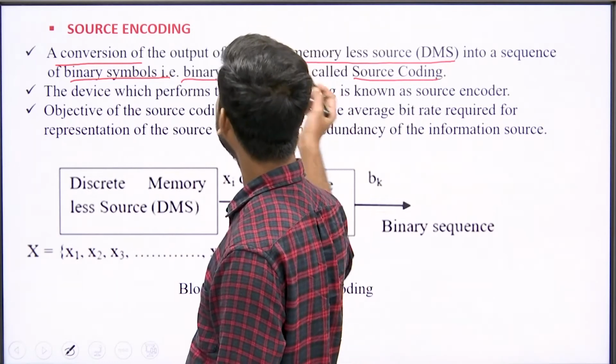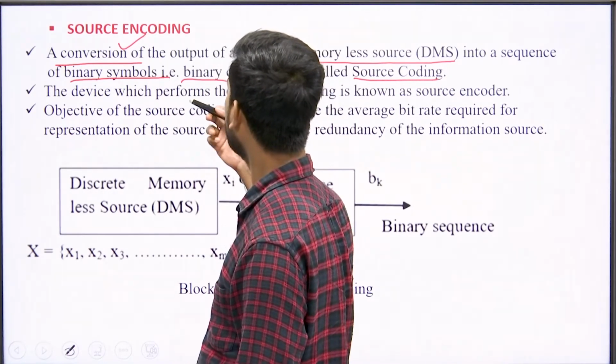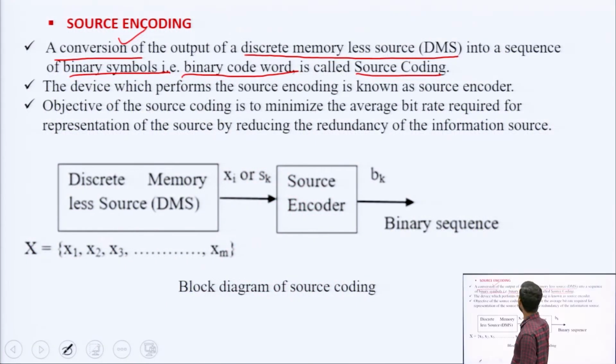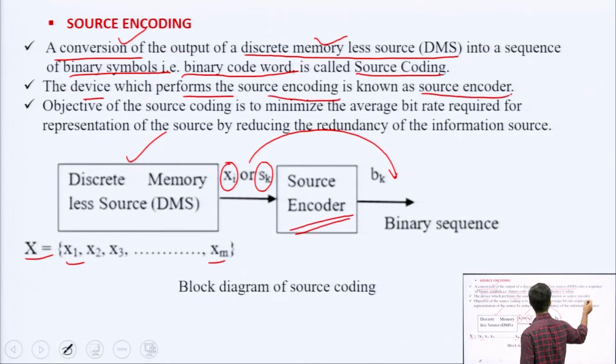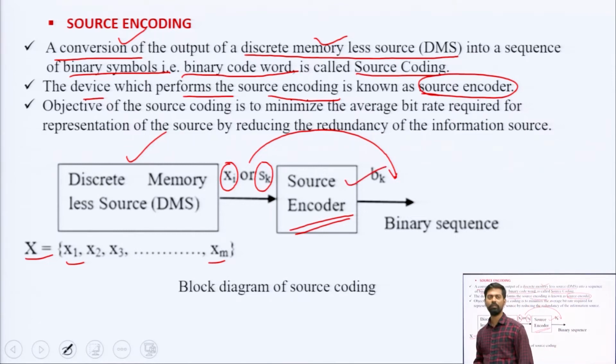So source coding is nothing but the conversion of the output of the discrete memoryless source. It is the sequence of symbols x1 up to xm, which we can represent as xi or sk, and this sequence is converted to bits or binary sequences using a source encoder. The device which performs the source encoding is known as the source encoder. The process is source encoding, and the device is the source encoder.